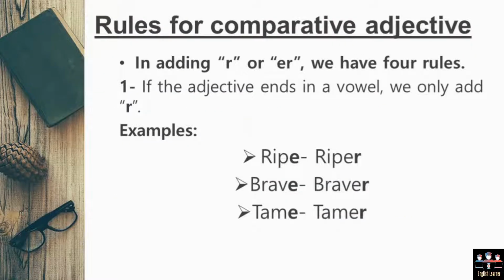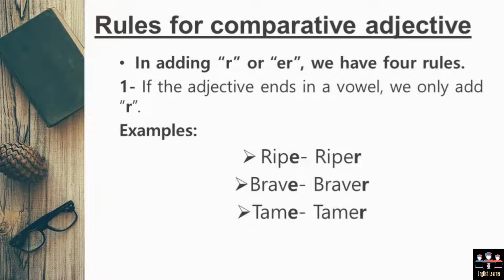Let's deal with the rules of the comparative adjective. In adding R or ER, we have 4 rules. Number 1, the adjective ends in a vowel. If you observe that the adjective ends with a vowel, then we simply have to add R. Like how? Let us see the examples.